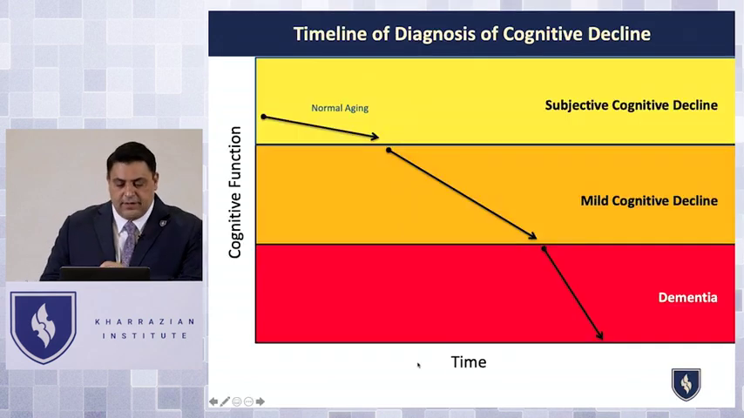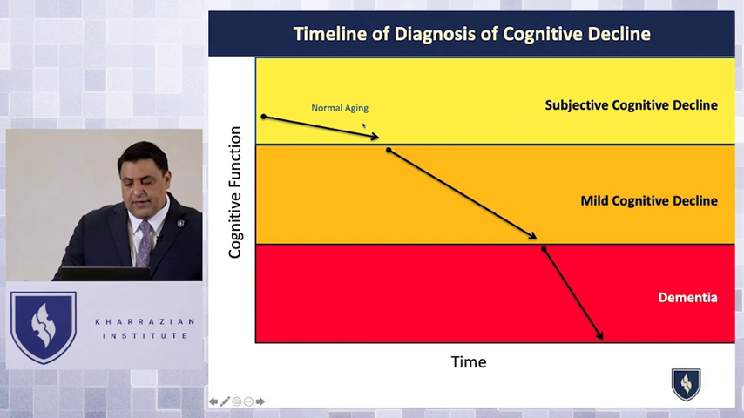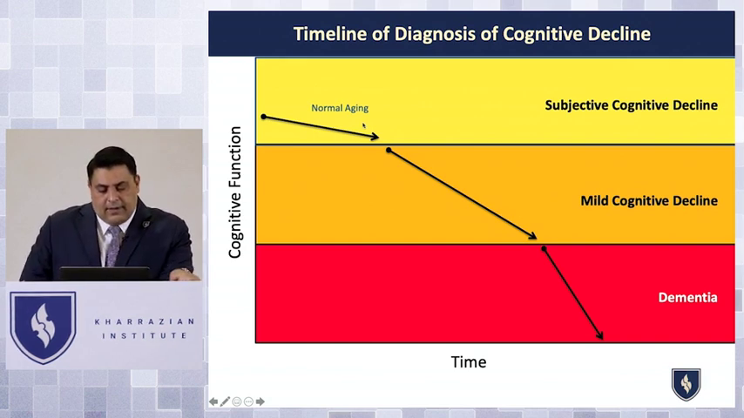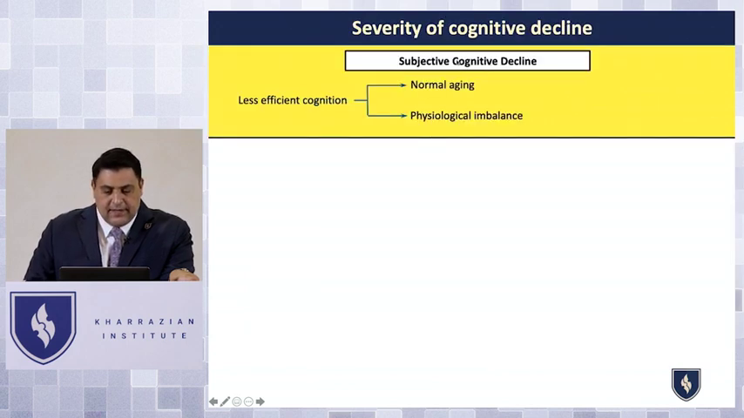Remember that when you're looking at cognitive decline, there is some degree of normal aging, which you have to account for. And then there's mild cognitive impairment or mild cognitive decline, which is a red flag. And then you finally get into the stages of dementia. And in the severity of cognitive decline, basically of less efficient cognition, this is where you have physiological imbalances, and we'll go over the list of those things.